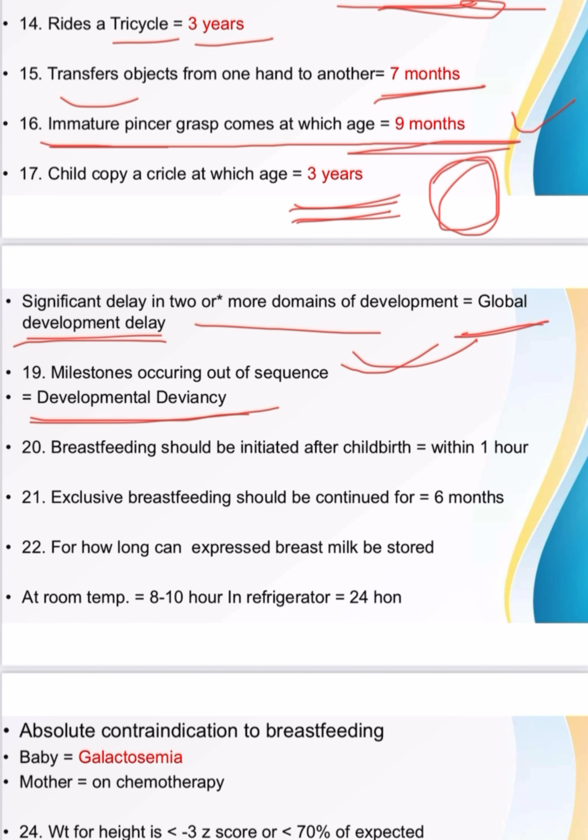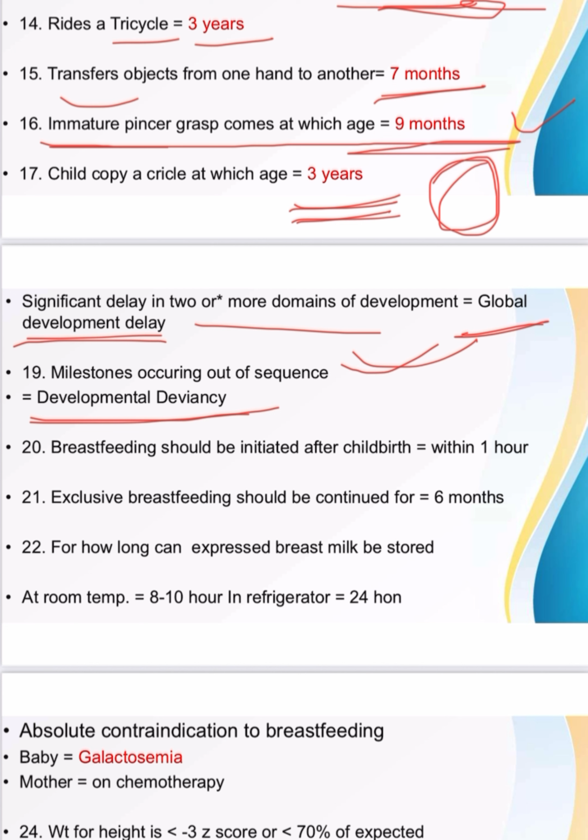Means transfer of object from one hand to another at 7 months, then immature pincer at 9 months. If it is altered or not occurring in sequence, that is first month, second month, third month, and these are not followed, then it is called developmental deviancy.